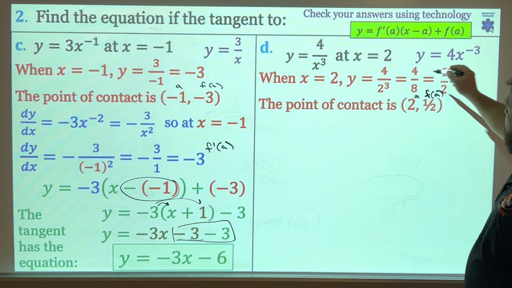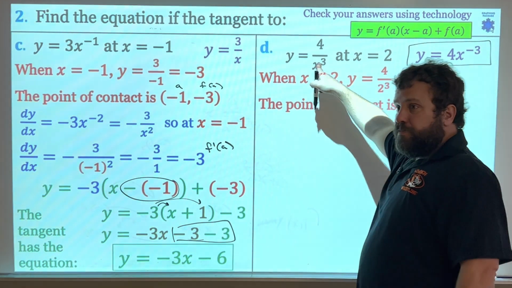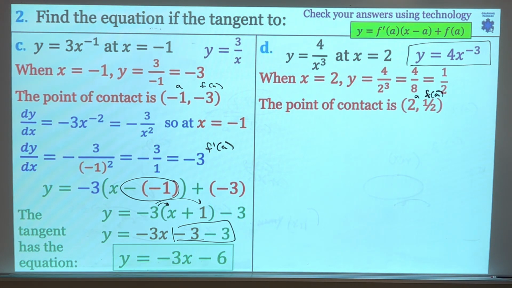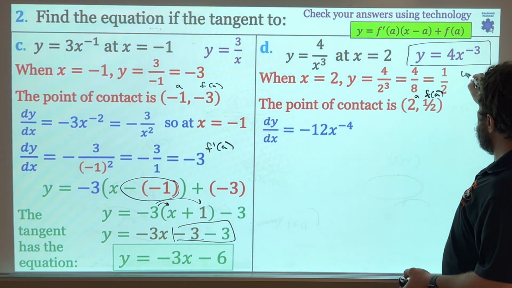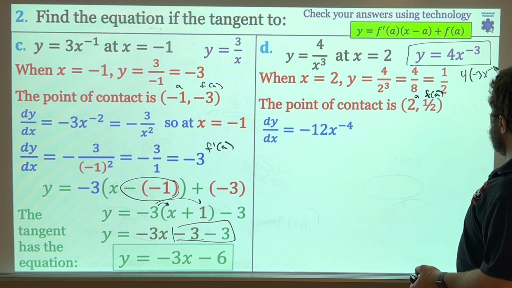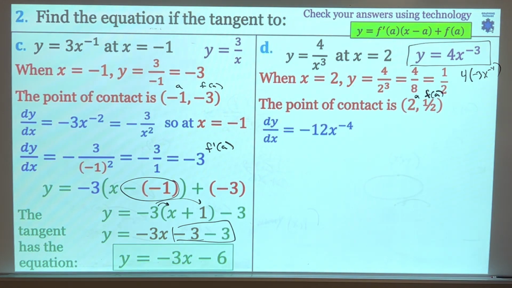Derivative. I like to derive this one because it's easier, because you don't want to derive a fraction. We don't know the quotient rule yet. So 4, negative 3, minus 1 is negative 4. So it's 4 times the derivative of this, which is 4 times negative 3, x to the negative 4. 4 times negative 3 is negative 12, x to the negative 4.